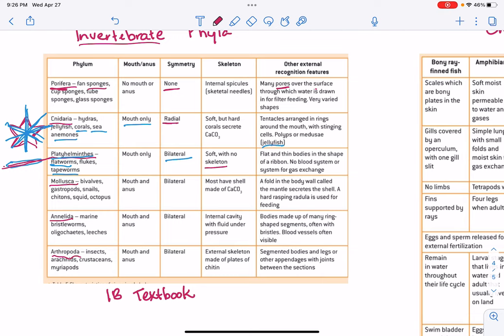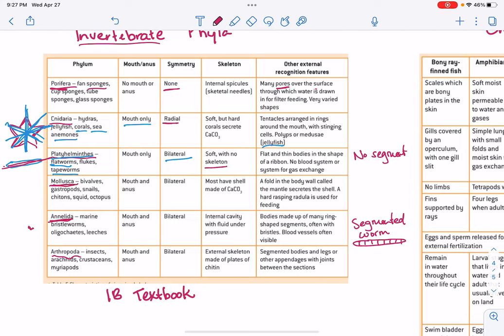Basically the biggest difference between platyhelminthes and annelida is that annelida, these are also worms, but they are segmented. So segmented worms. Like your earthworm would be an annelida. Platyhelminthes, no segments. And when I talk about segments, if you look at an earthworm, you can see that it's segmented. Okay. All right, cool.